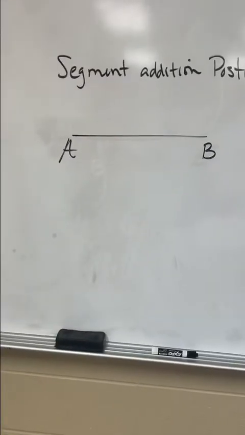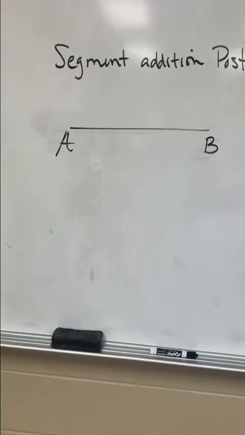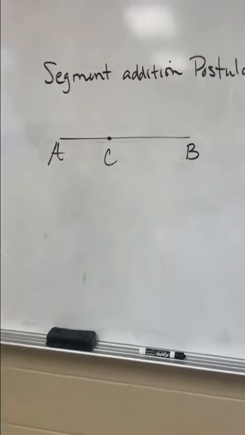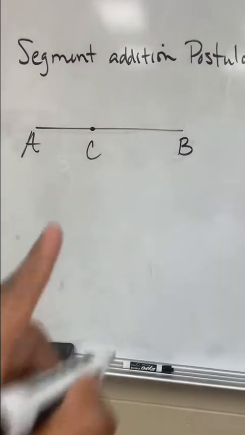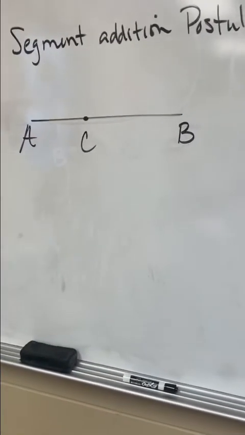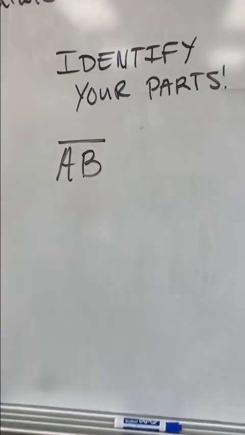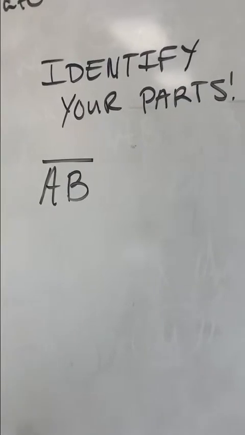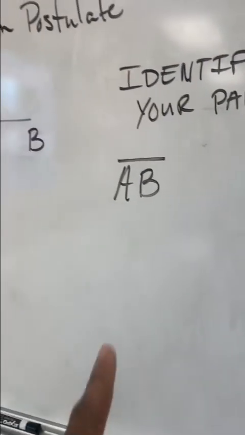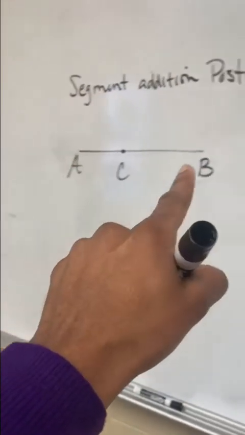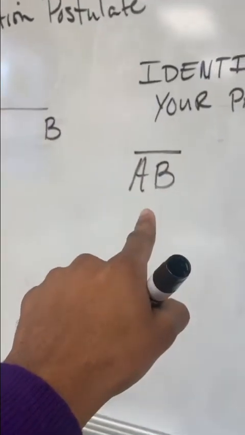All right, so what I have here on the board is a segment AB. Now I'm going to break this up and put a random point somewhere in between and call that C. So now I have a segment AB with a point C somewhere between A and B. Your first goal is to be able to identify your parts. The first thing I identify is the whole segment, from A to B, so I call that segment AB.